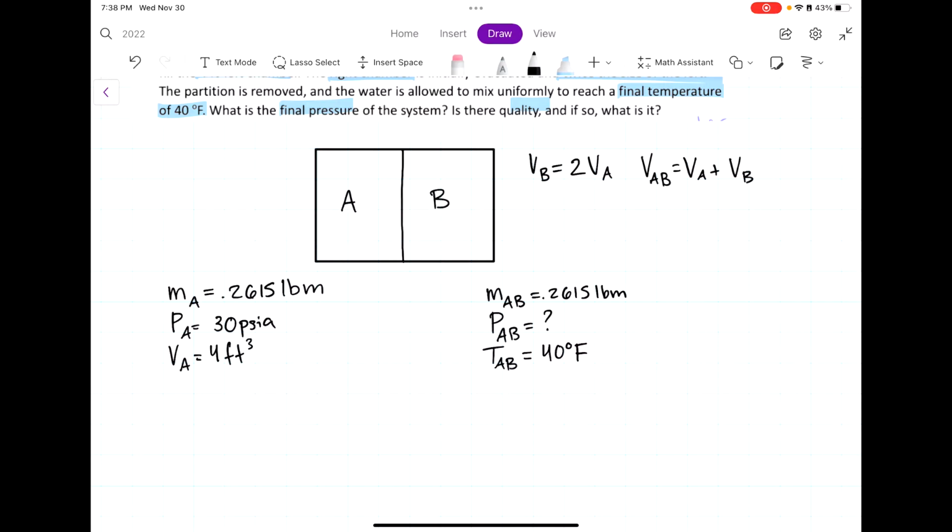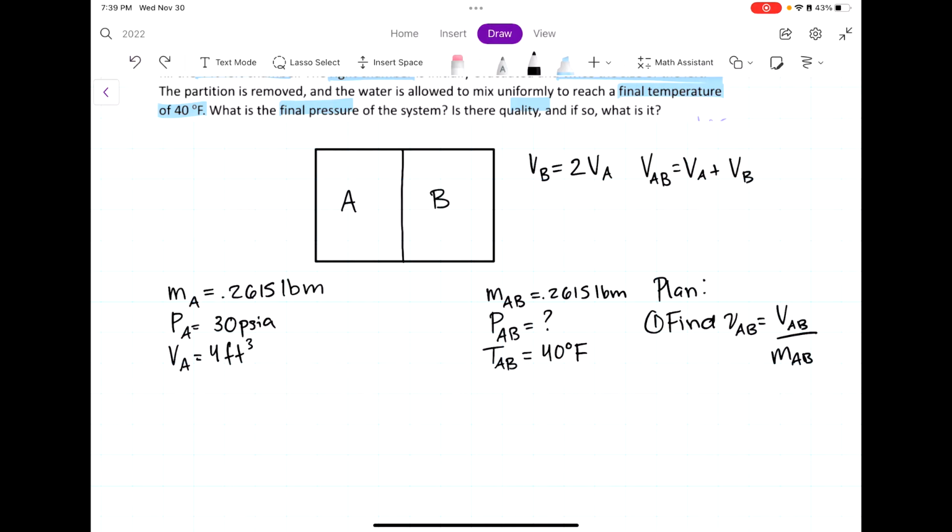So our first thing in our plan is to find the specific volume of AB, which is going to be the volume of AB over the mass of AB. So we know the mass of AB, however, we don't know the volume of AB, but we can figure out the volume of AB using these two equations right there. So we'll go ahead and do that.